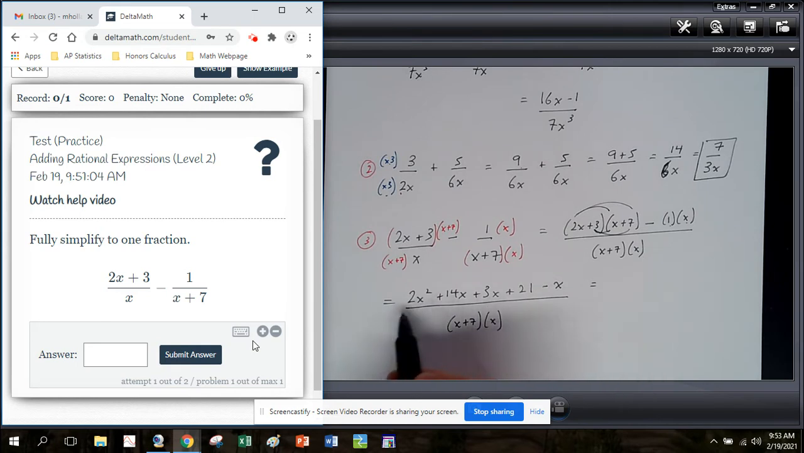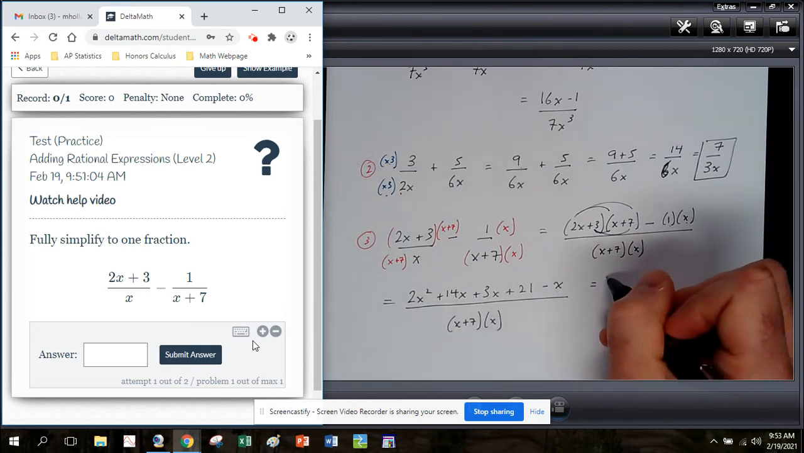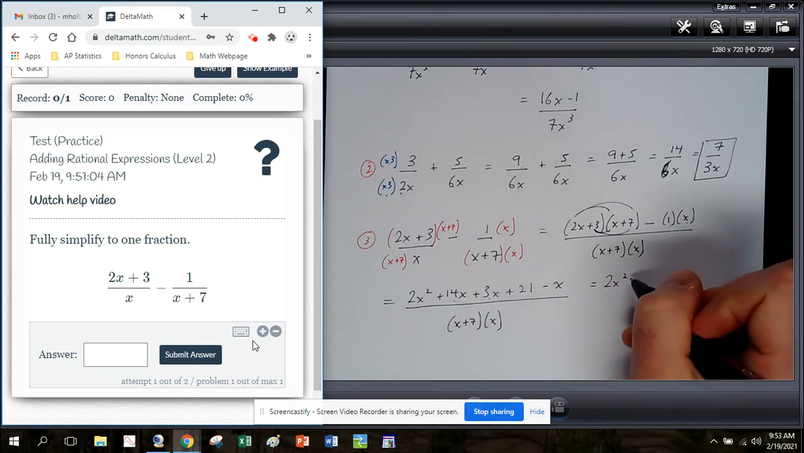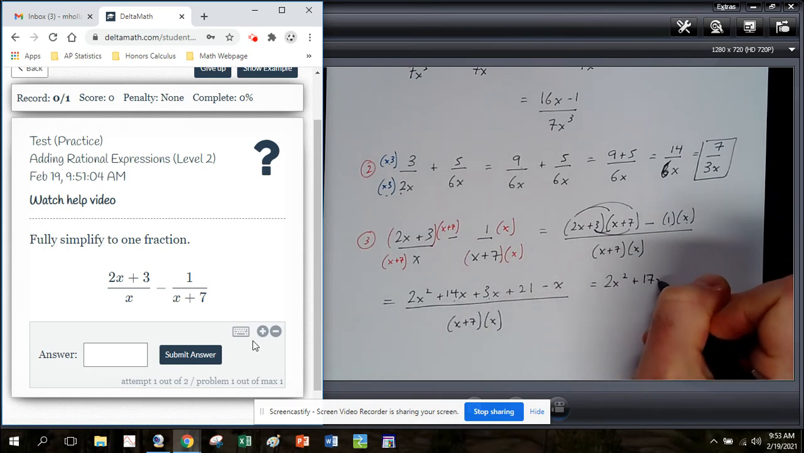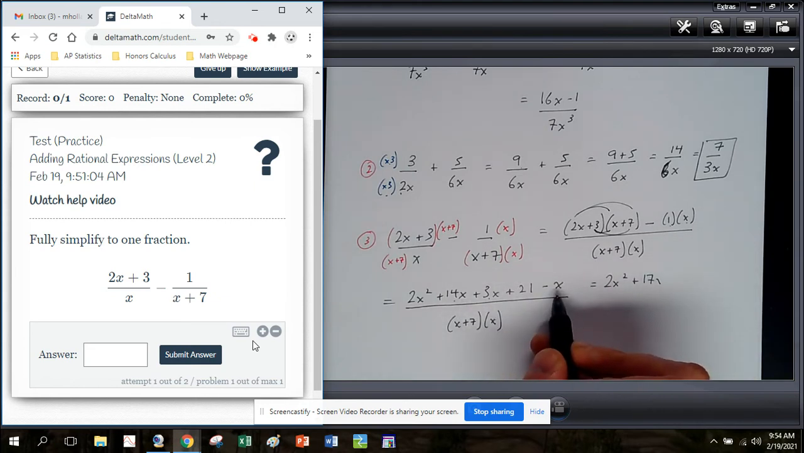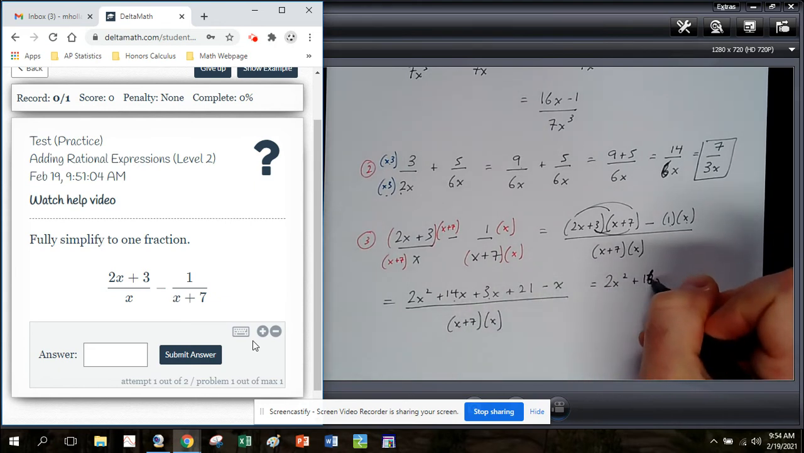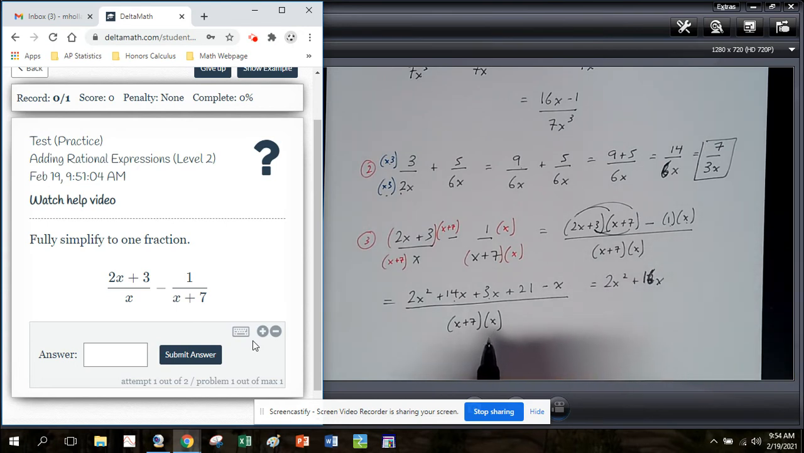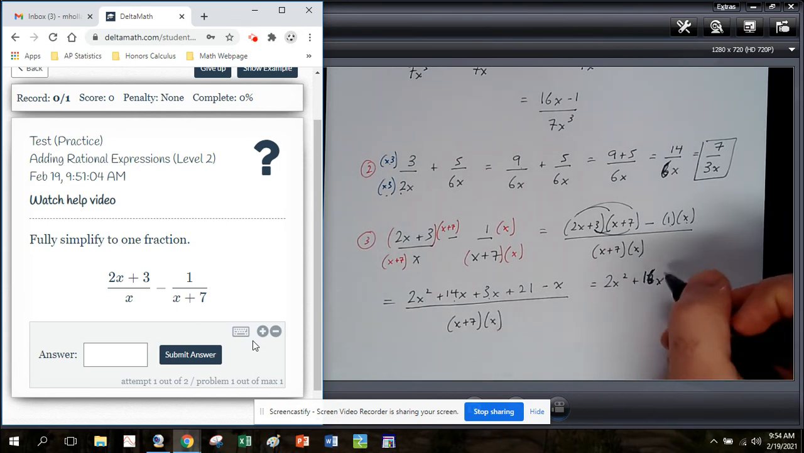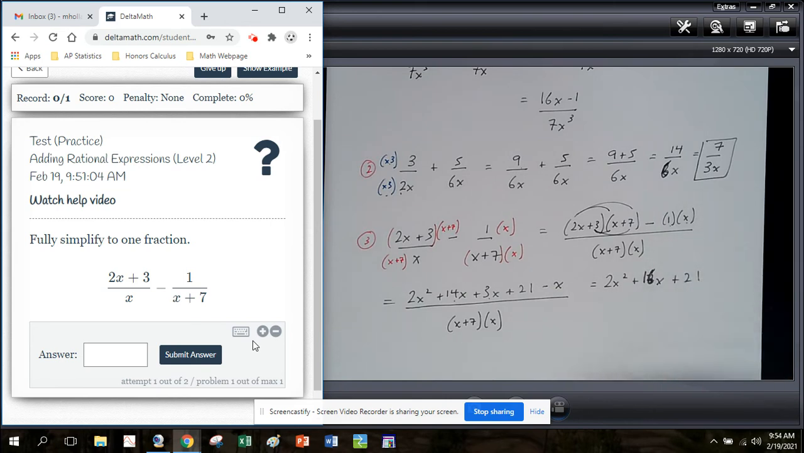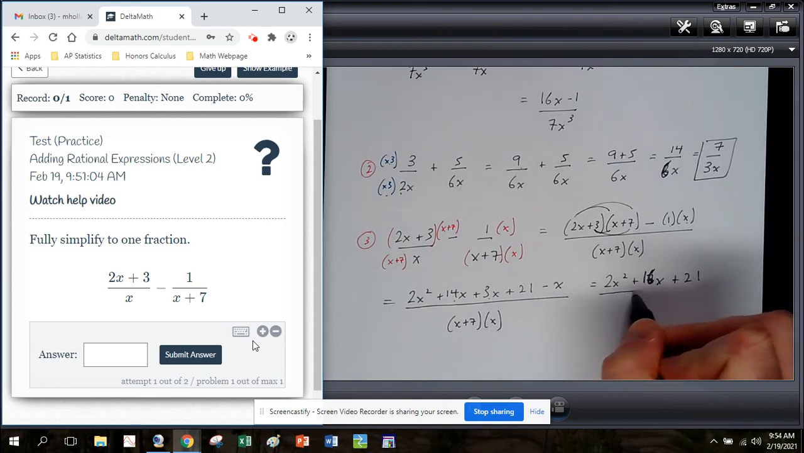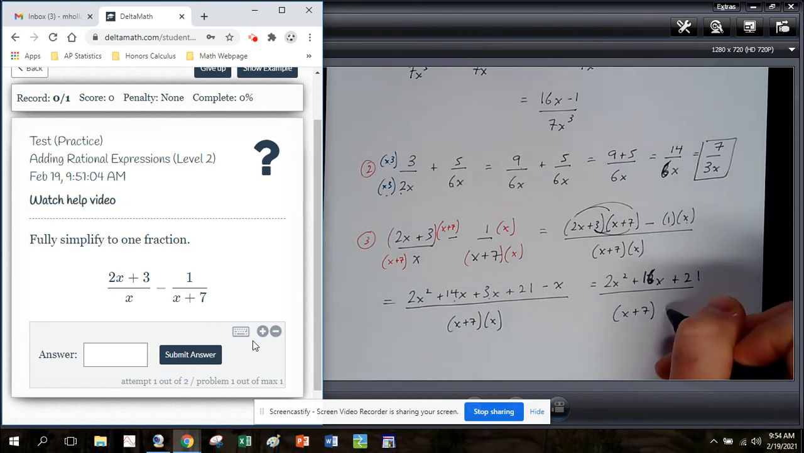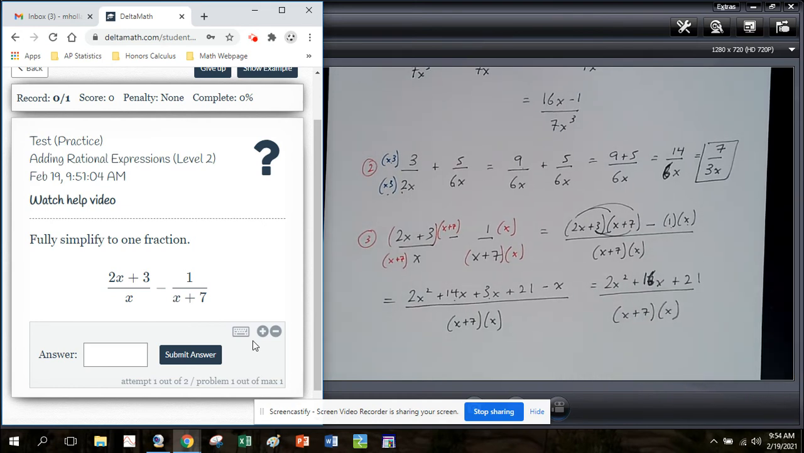So now let's combine like terms. 2x squared, well, there's no other x squared terms. 14x and 3x, that's going to give you 17x. Oh, but then minus that x will give you 16x. So you've got to be careful with that. And then finally, I've got plus 21 here at the end. All right, and then all divided by x plus 7 multiplied by that x.